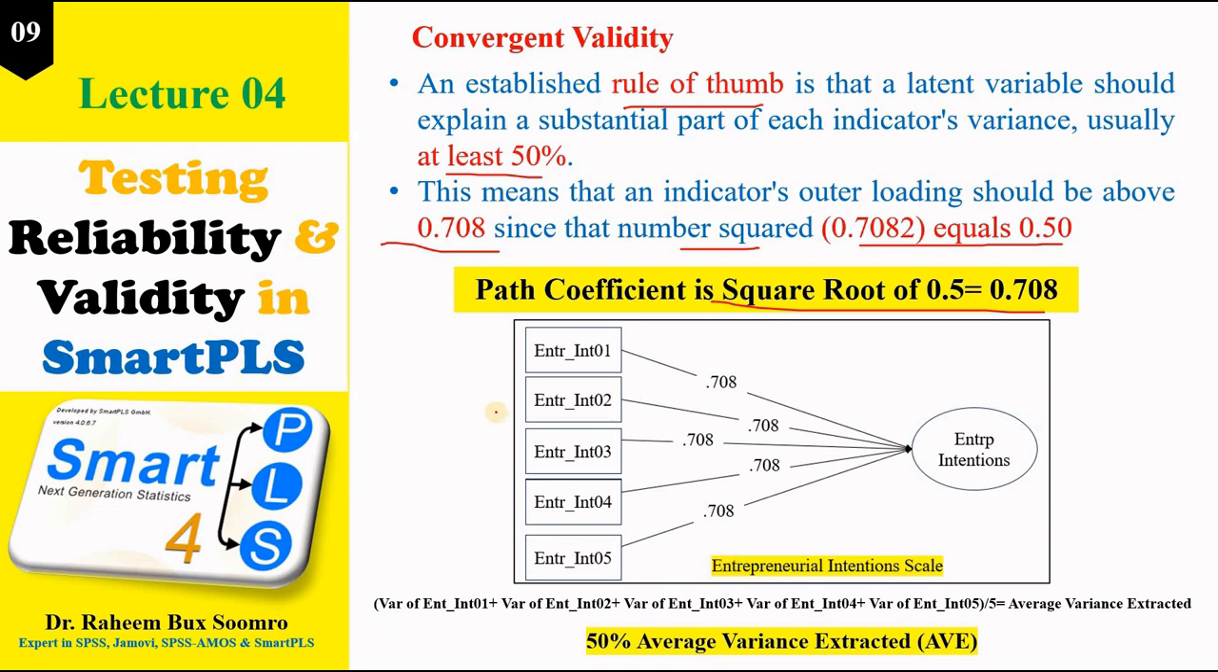So now for example, take the variance of interpreted intention 1 up to the variance of interpreted intention 5. If you add all these and divide by 5, we can get the average variance extracted of that construct. So if we want to take the AVE of this one, we have to take the average of all these. If the average is 50% or more than 50%, then the convergent validity has been established.